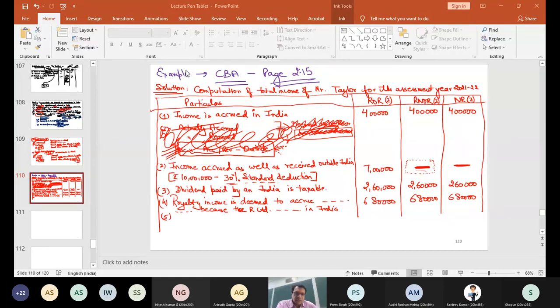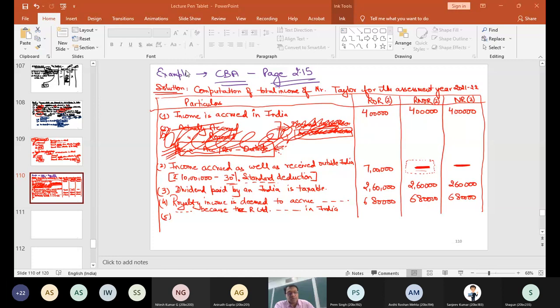Please raise your hand if you have understood this point carefully and clearly, that it is the income which is received as well as accrued outside India. Now I will tell you something. Earlier I was not telling you this when I was discussing section 9, but now I will tell you that once I got to know that this income is neither actually accrued in India, nor actually received in India, neither deemed to be received in India, nor deemed to accrue or arise in India, then what?